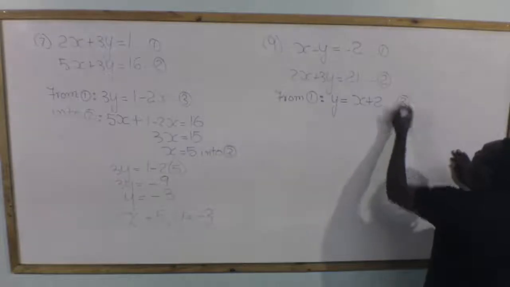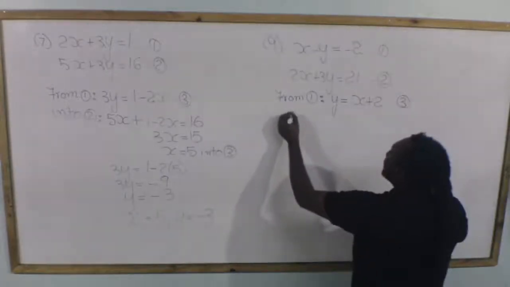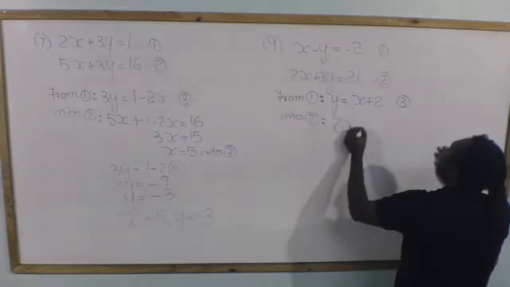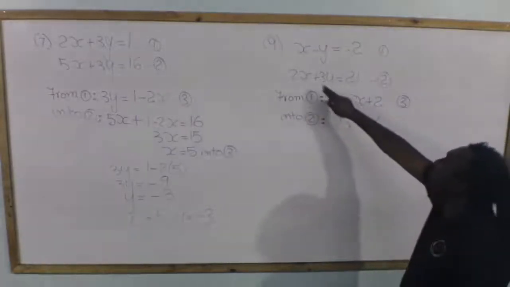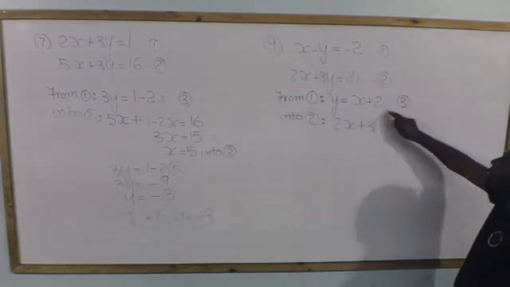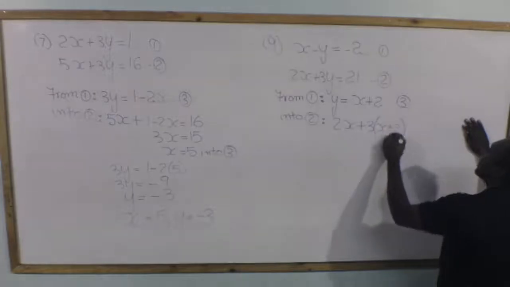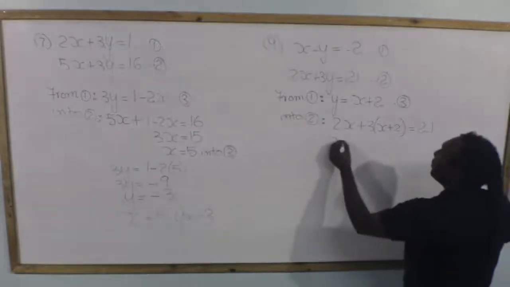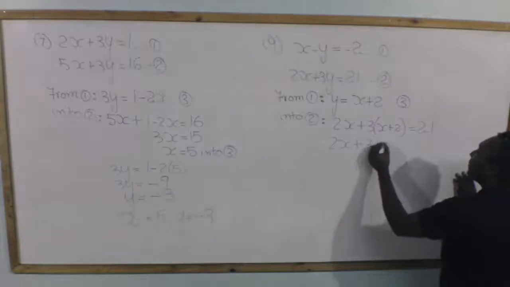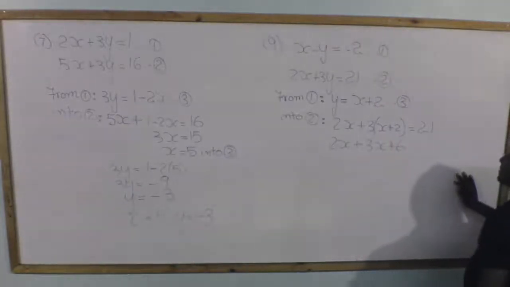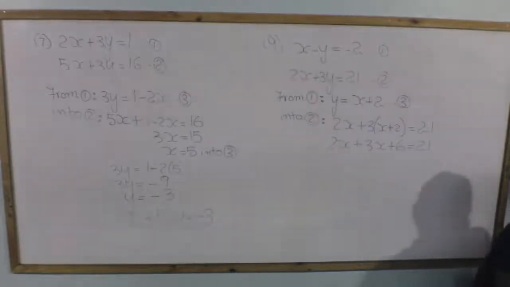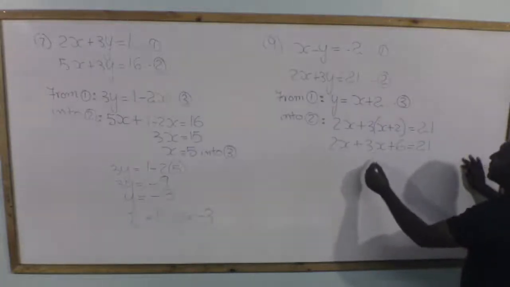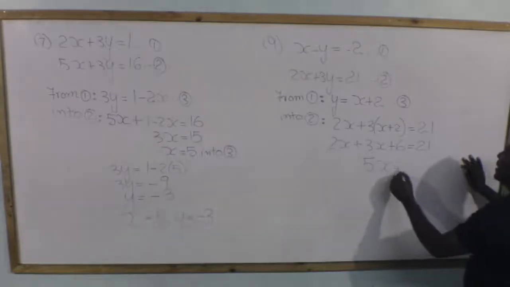So this is your equation 3, which is your favorite, of course. And we are going to put that into equation 2. So we say 2x plus 3y. What is y? y is x plus 2. x plus 2 will go there, and that is equal to 21. Nice. So we may go straight ahead: 2x plus 3 times x, 3x, 3 times 2, 6, and that is equal to 21. So 2x plus 3x will give you 5x.